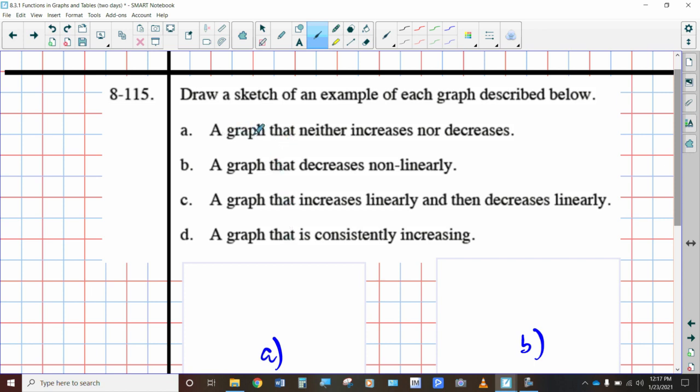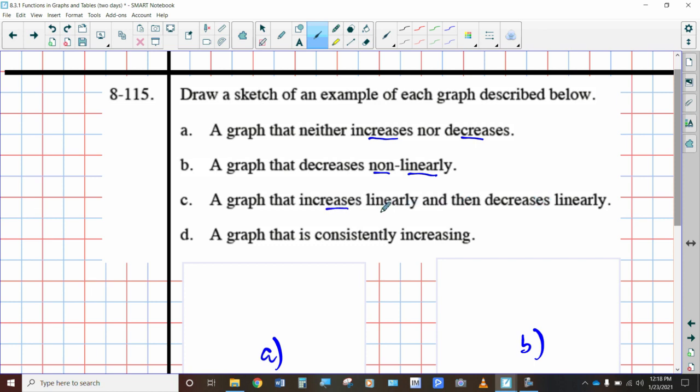The first one is a graph that neither increases nor decreases. I'll underline that. A graph that decreases non-linearly, which means it doesn't form a straight line as it's decreasing. And a graph that increases linearly and then decreases.